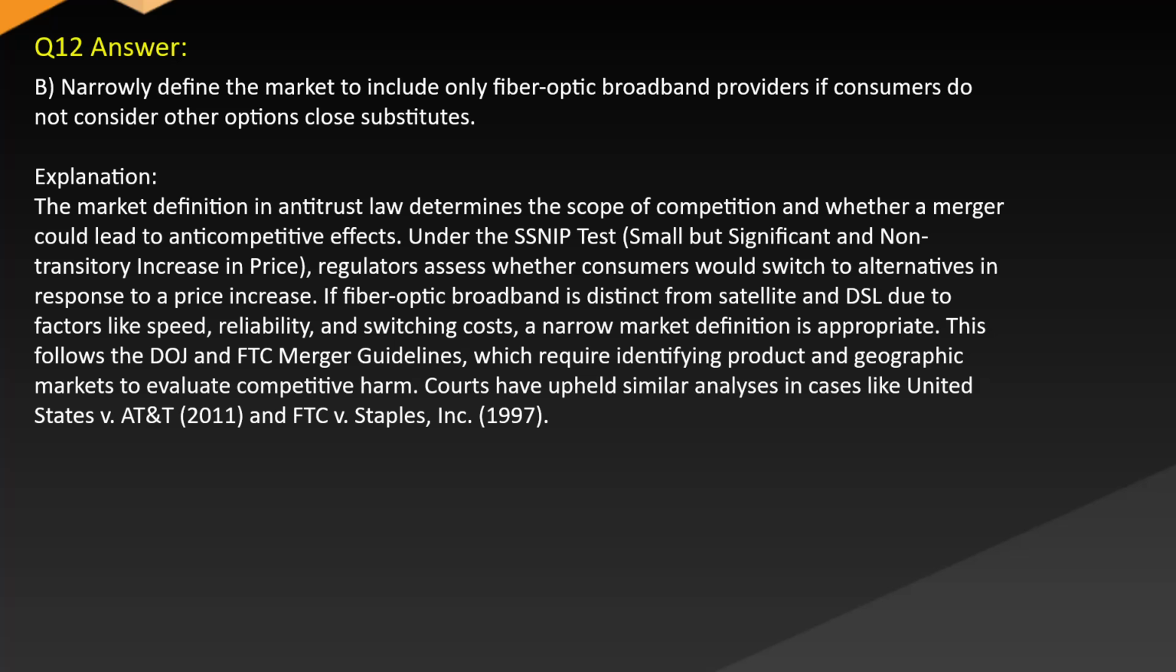Answer: B. Narrowly define the market to include only fiber optic broadband providers if consumers do not consider other options close substitutes. Explanation: the market definition in antitrust law determines the scope of competition and whether a merger could lead to anti-competitive effects. Under the SNIP test, a small but significant and non-transitory increase in price, regulators assess whether consumers would switch to alternatives in response to a price increase. If fiber optic broadband is distinct from satellite and DSL due to factors like speed, reliability, and switching costs, a narrow market definition is appropriate.